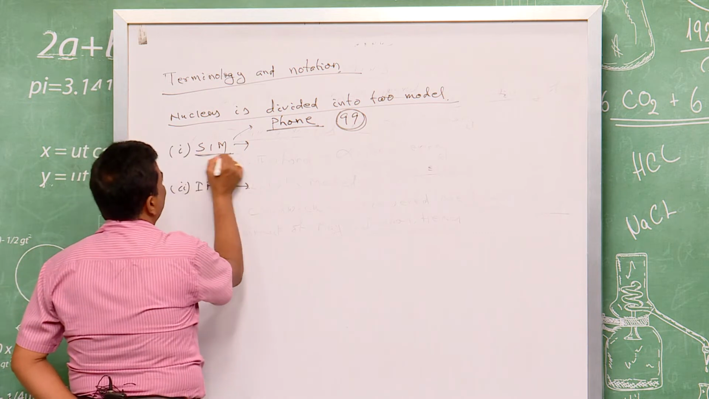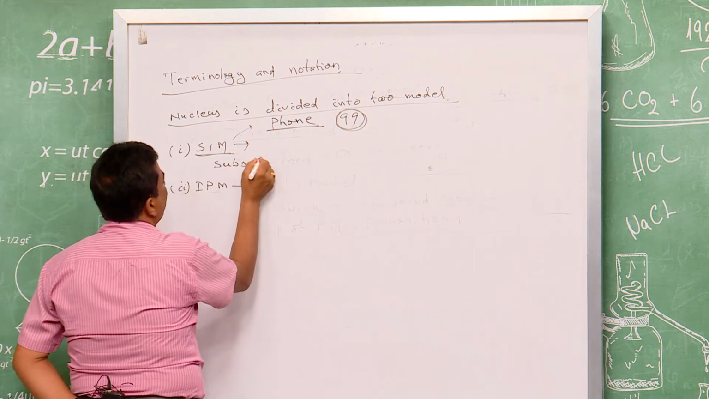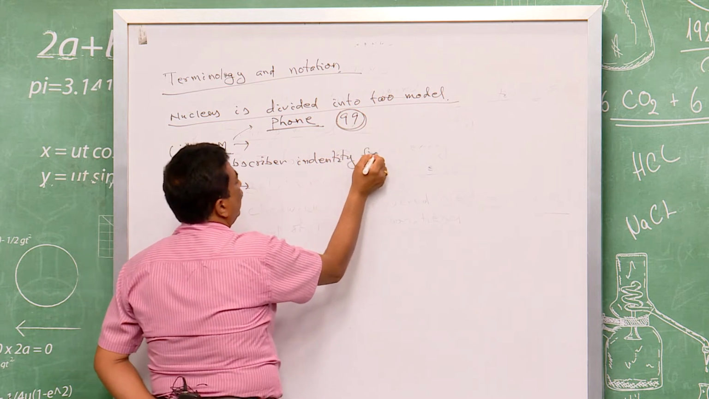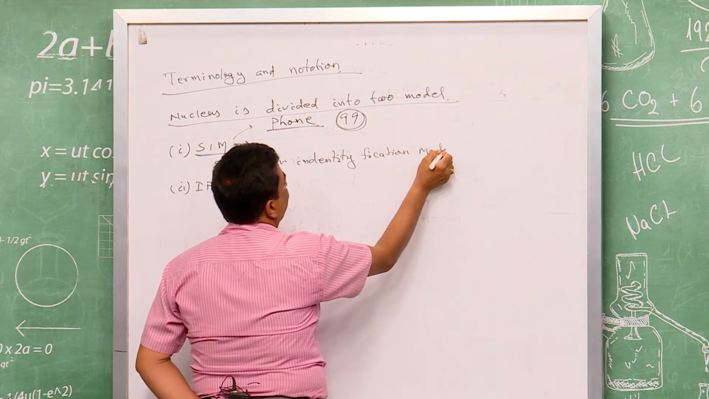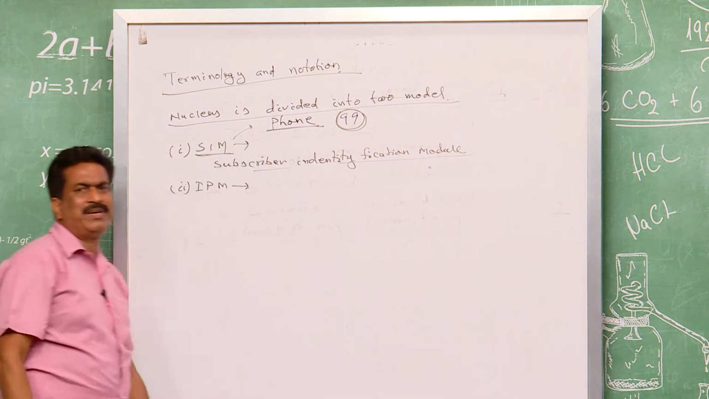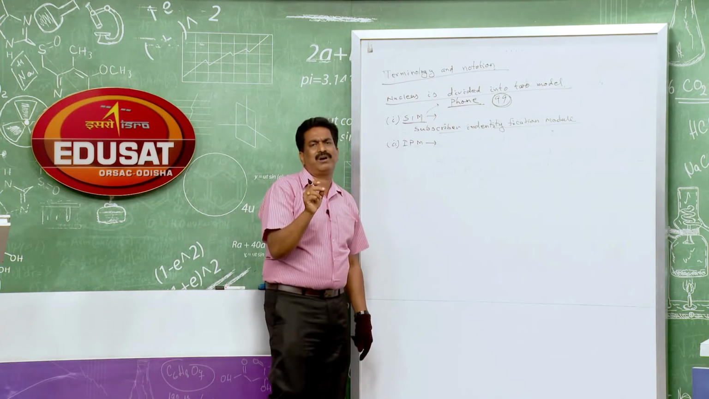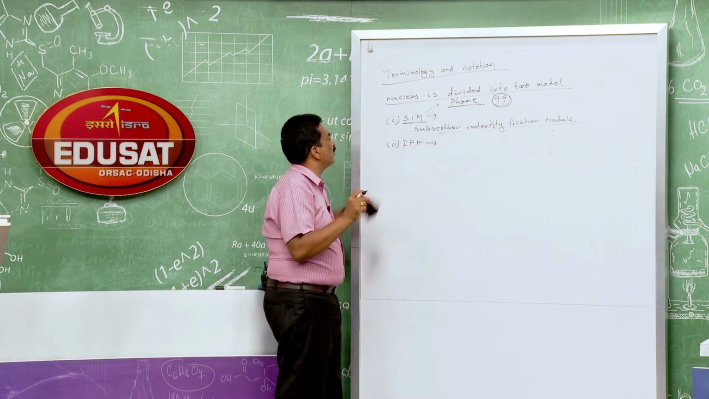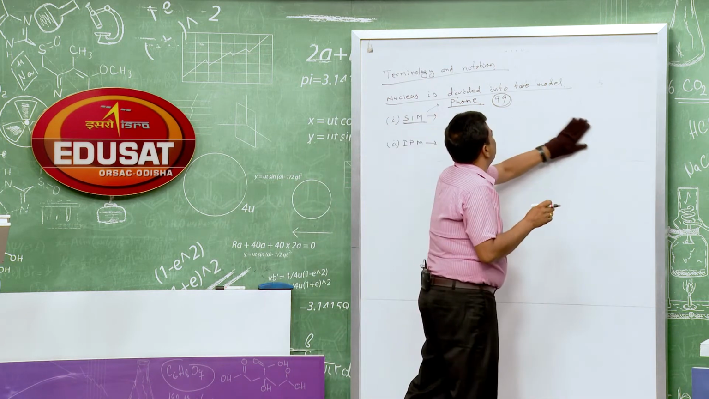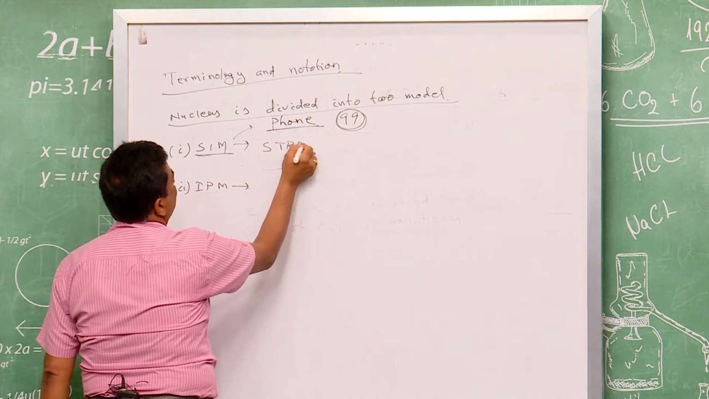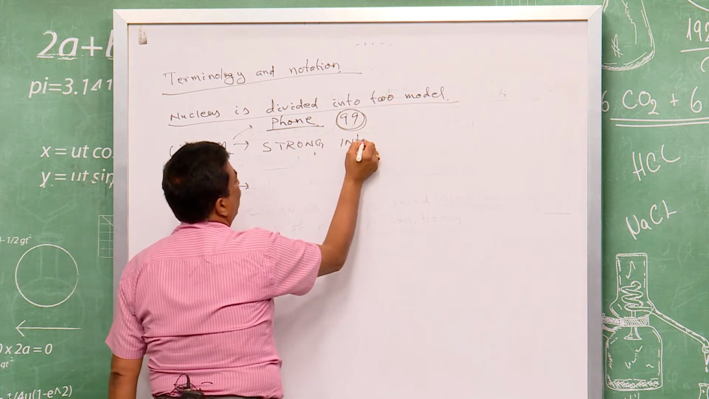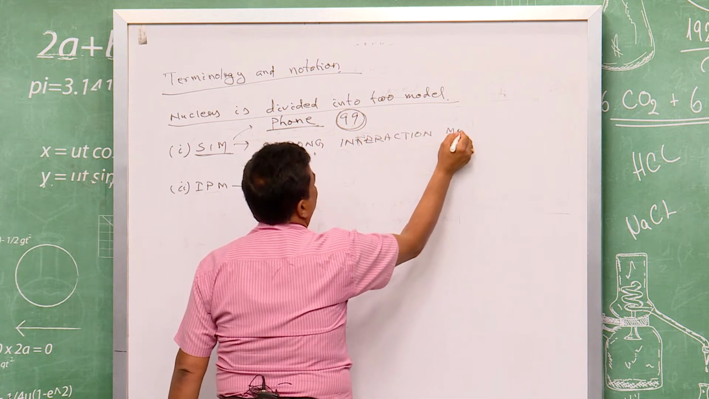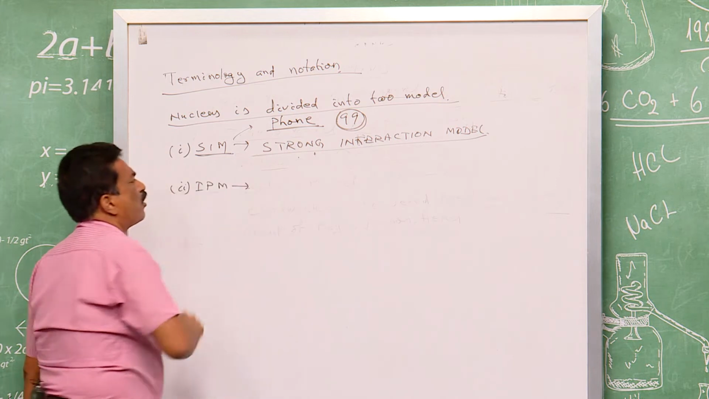That SIM is in the phone, that is the subscriber identification module. So, subscriber identification module is the subscriber's name in your phone, but here the SIM is not the subscriber, that is the strong interaction model. That is the strong interaction model.